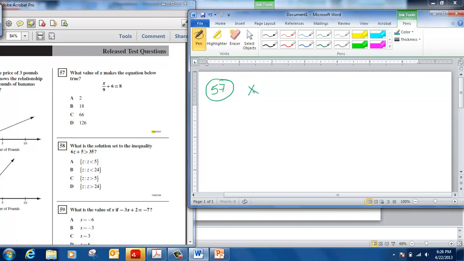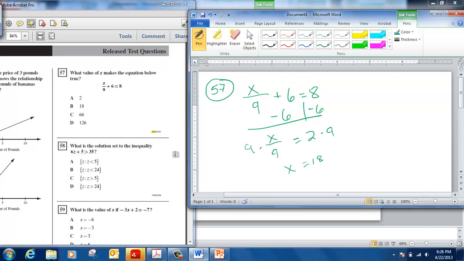So x divided by 9 plus 6 equals 8. So I have to subtract 6 from both sides, and I'm left with x divided by 9 equals 2. Now to undo a division, I have to multiply. That's the opposite operation. And x is going to be 18. So for 57, that would be B.